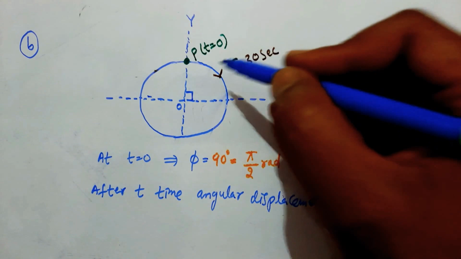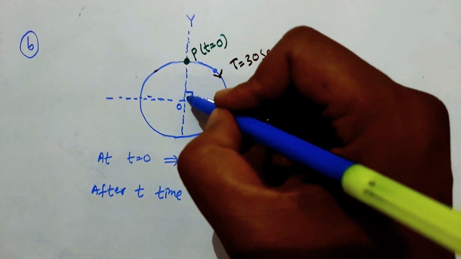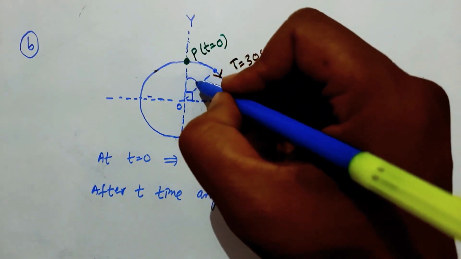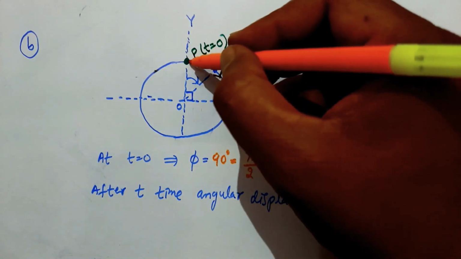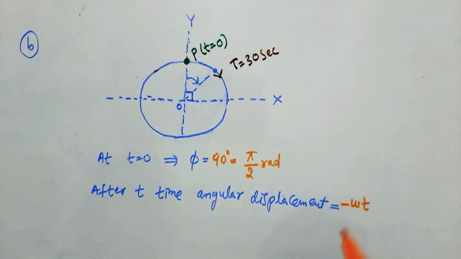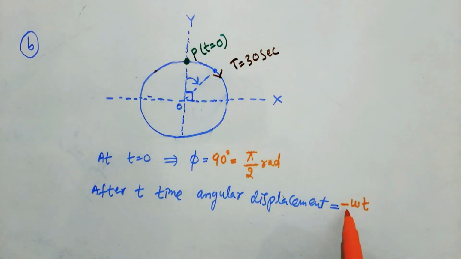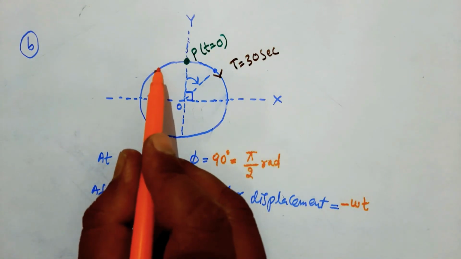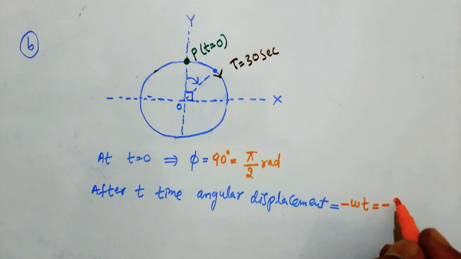So here, after t time, let us consider the particle is here. So what is the angular displacement? This is angular displacement. But here the particle moves in clockwise direction, so here I am taking minus omega t. If the particle moves anti-clockwise, here it is plus. If the particle moves in clockwise direction, here it is minus. So here minus omega t, that is minus 2 pi by T into t.